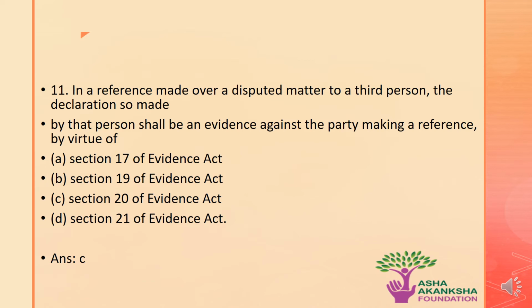The next question is, in reference made over a disputed matter to a third person, the declaration so made by that person shall be evidence against the party making the reference, by virtue of which of the following sections? The options are A, section 17 of the Evidence Act, B, section 19 of the Evidence Act, C, section 20 of the Evidence Act, or D, section 21 of the Evidence Act. The correct answer to this question is option C, that is section 20 of the Evidence Act.